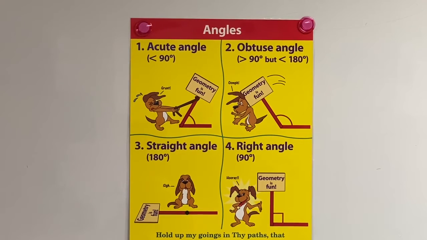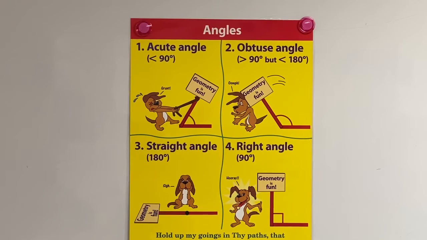So for the acute angle is less than 90 degrees. Okay, so that's how we would identify an acute angle. If it has less than 90 degrees, then we know that it's an acute angle. For the obtuse angles are more than 90 degrees but less than 180 degrees.